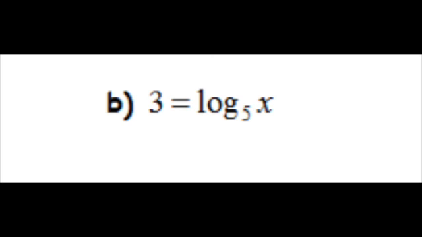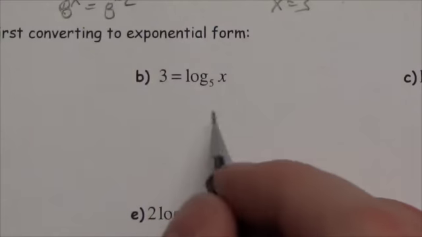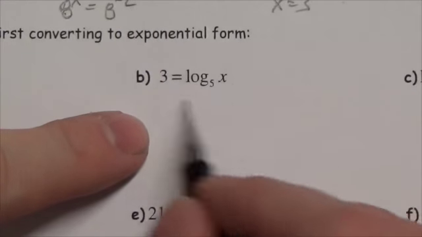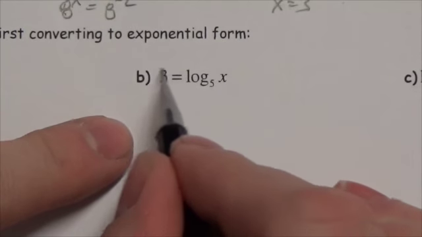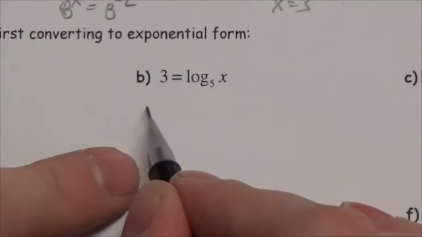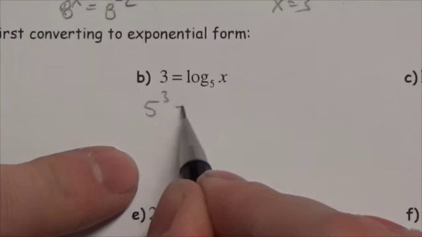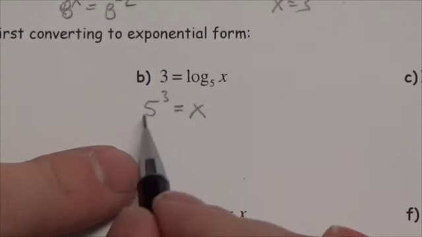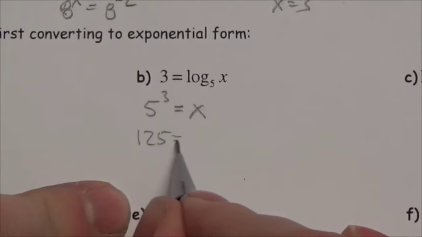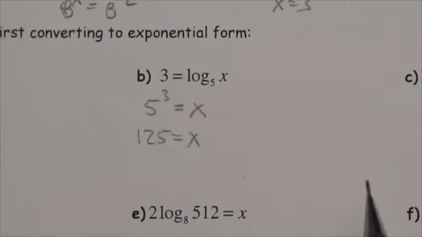3 equals the log base 5 of x. All right, another logarithmic equation. So the way I'm going to approach this here is to convert this to the exponential form. So the base is 5, and the exponent here is going to be 3 because a log is an exponent. So 5 cubed will equal whatever it is that we're taking the log of, and 5 cubed is 125. So x must be 125.